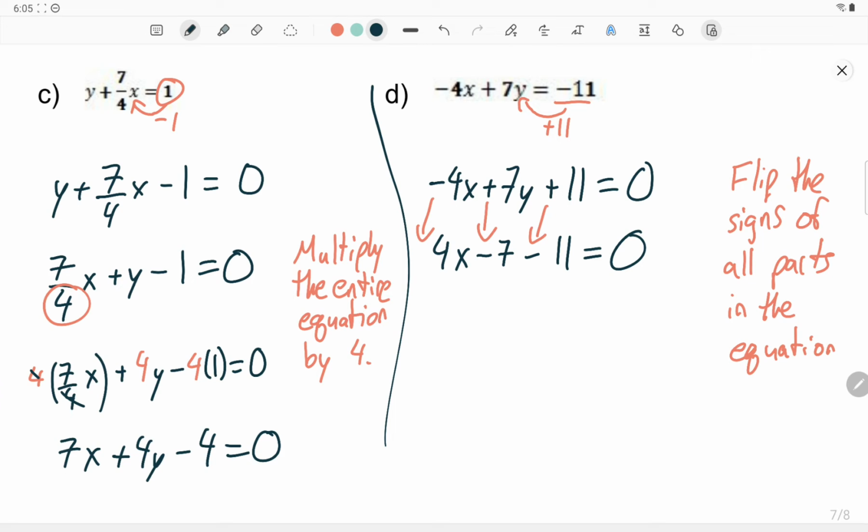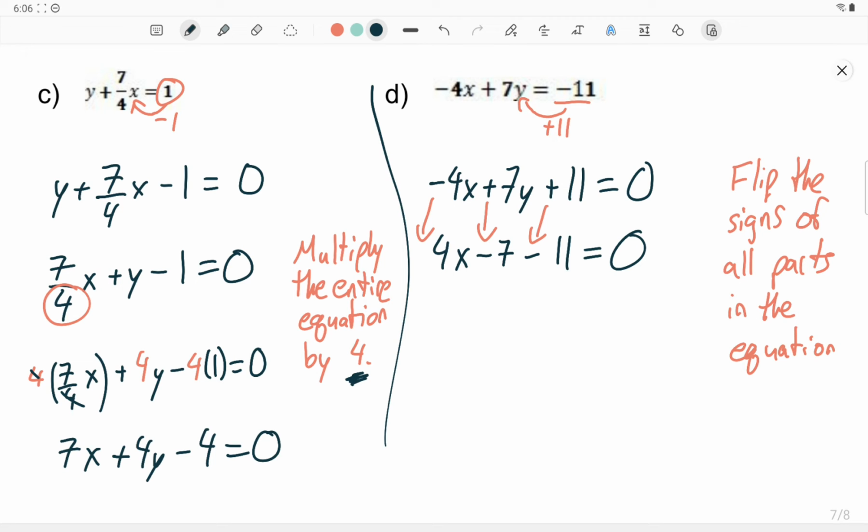And how does this work? Well, what you're doing is you're actually doing something very similar to the previous one. But instead of multiplying by 4, you're actually, in a sense, secretly multiplying by negative 1. Because if you multiply by negative 1, you're not changing the actual values. 4, 7, 11 would stay 4, 7, 11. But the negative part changes the sign of all of your parts.